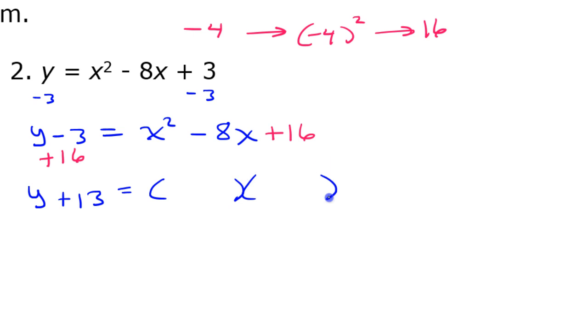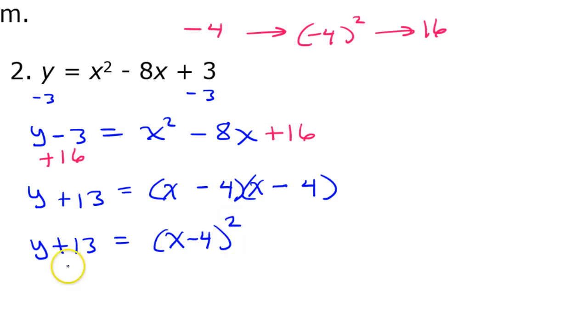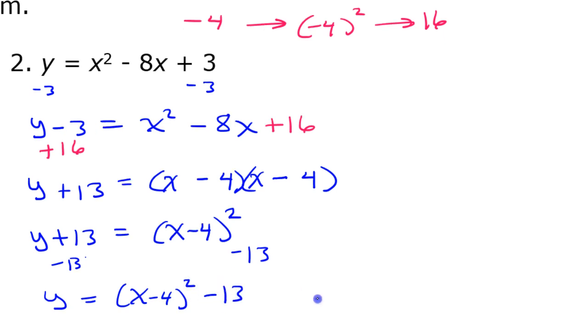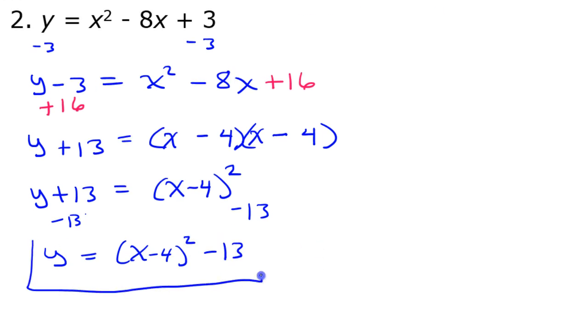This side will factor, and it's always going to be the same thing twice, so you know it's going to be x times x. 16, it's got to be 4 times 4 because they got to be the same number. The negative sign here tells you that these will both be negative. So that makes this y plus 13 is equal to x minus 4 squared. Go ahead and subtract 13 from both sides for your final step. So you will have y equals x minus 4 squared minus 13. And this is vertex form for this function.